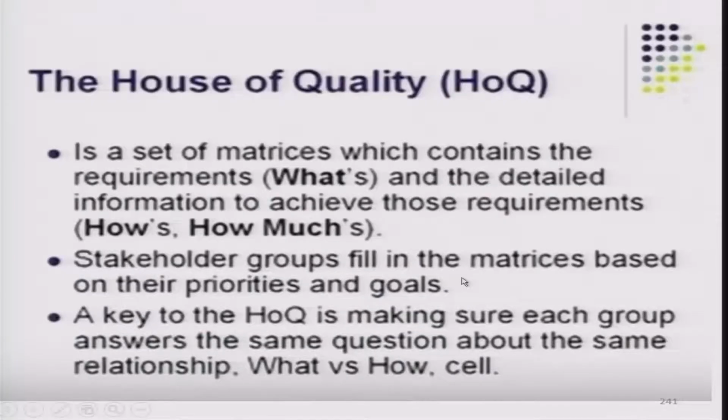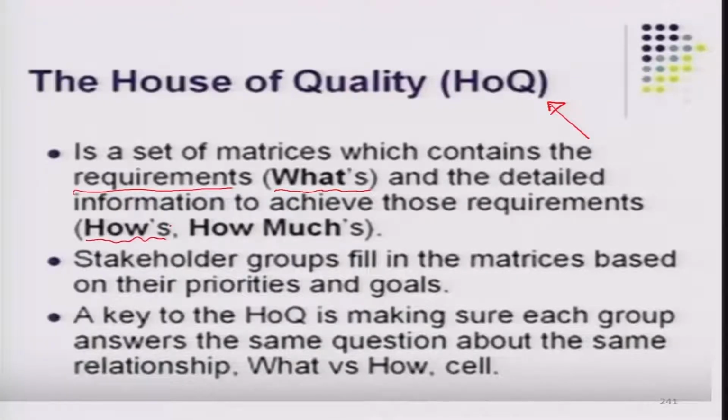Now let us talk about the organized approach, the algorithm needed for doing QFD, just as we did in FMEA. It's a set of matrices which contains the requirements. Requirements could be in terms of whats, and whats typically mean the exact customer requirements behind a certain process or product. We'll look at a dry cleaning example, as I had mentioned. It also mentions, in one particular sheet, not only the whats but also the information to achieve those requirements, that is the hows and the how muches.